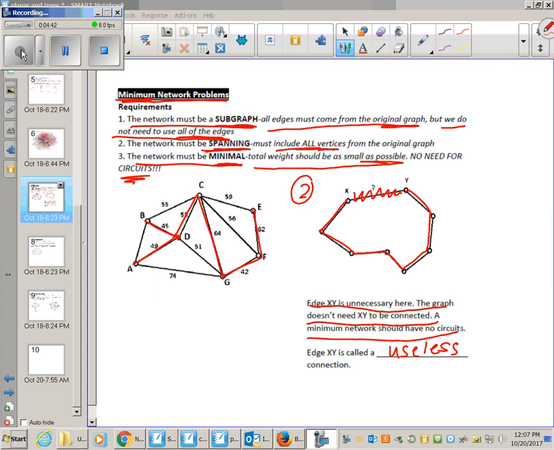So the question is, how do we figure out that minimum spanning tree? How do we find a tree subgraph where all the vertices are connected, no circuits, and has the smallest weight? There's two methods, and I'll expect you to know how to do both methods. It's kind of like brute force and nearest neighbor.